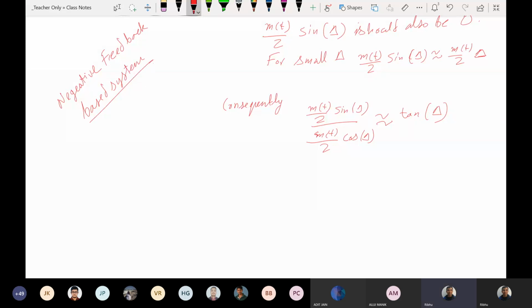Fine. So this is the Costas receiver, and this is how we get away with demodulating AM signals with suppressed carriers.